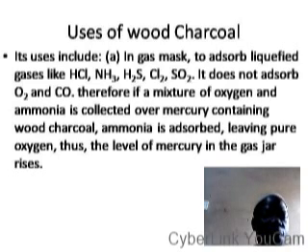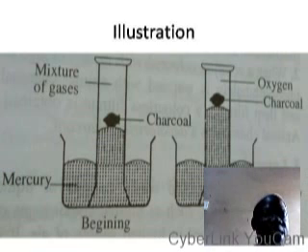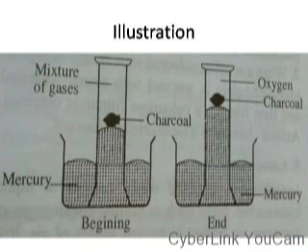Because of this, if you have a mixture of oxygen and ammonia collected over mercury, if we want to eliminate the ammonia from the mixture, we usually put activated charcoal on top of the mercury, so that the activated charcoal will absorb all the ammonia from the mixture, leaving behind pure oxygen. And to demonstrate that, the amount of mercury will rise in the gas jar to show that the gas volume has reduced.